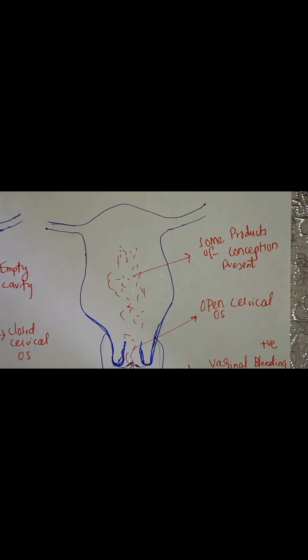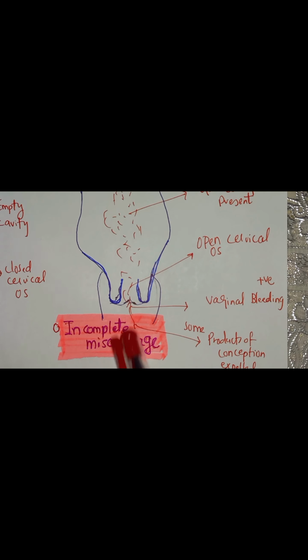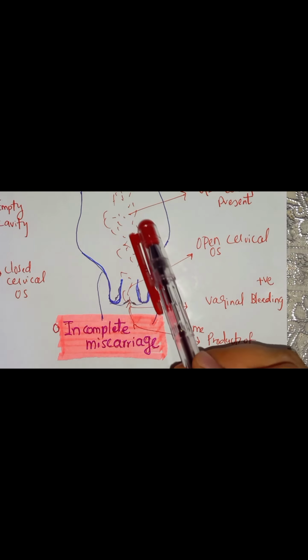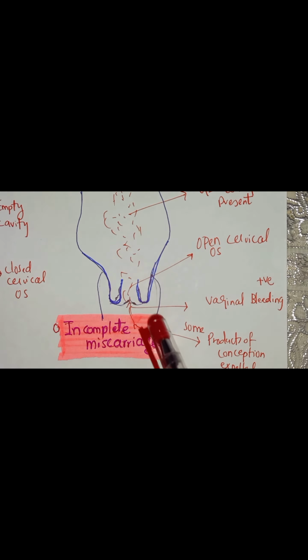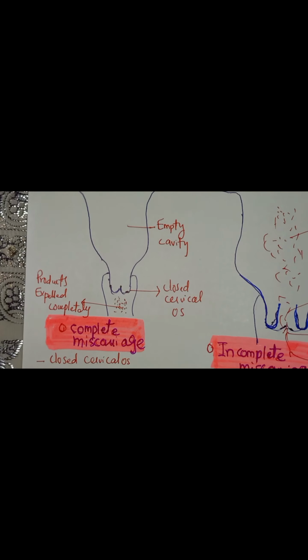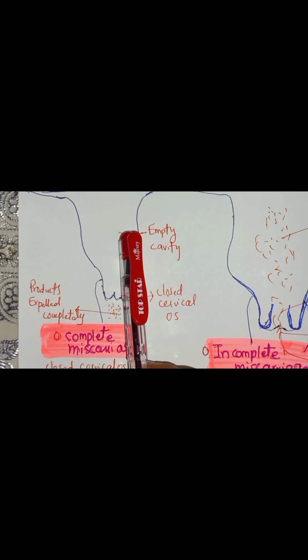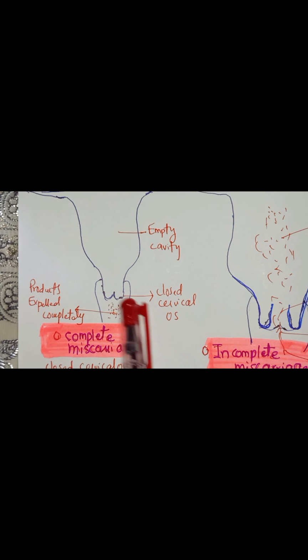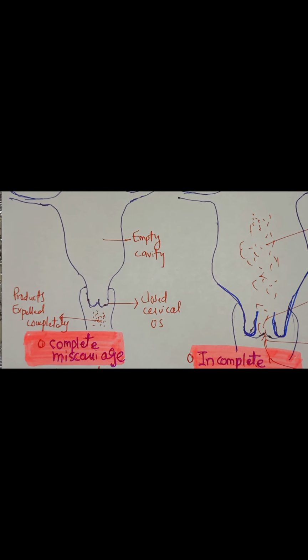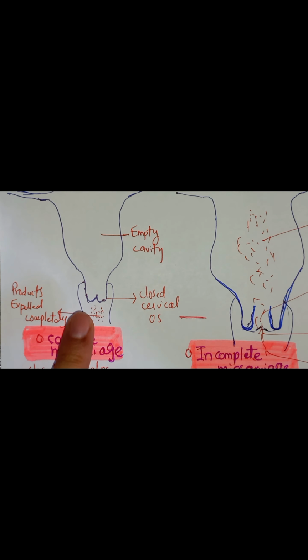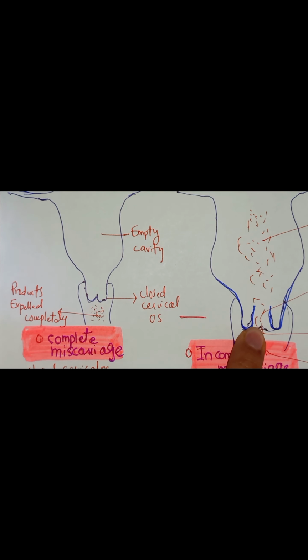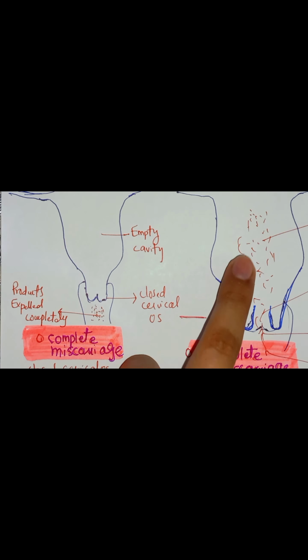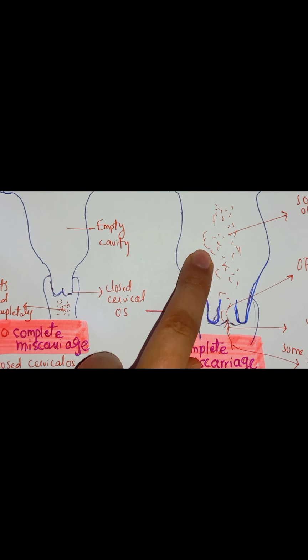This is the diagrammatic presentation of the incomplete and complete miscarriage. In the incomplete miscarriage, the cervical os is open, the tissues are still present inside the cavity, and the vaginal bleeding is still present. But in the complete miscarriage, the cavity is empty, the os is closed, and products have been completely expelled from the uterine cavity. So the differentiating point is the cervical os. Cervical os is closed in the complete, open in the incomplete miscarriage. The cavity is empty in the complete, but there are products in the incomplete miscarriage.